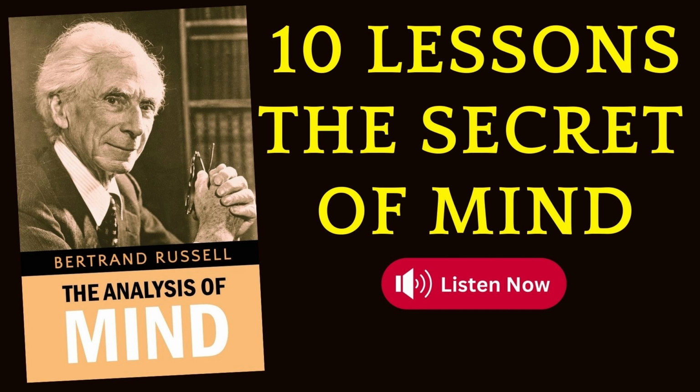For example, seeing the red apple may trigger memories of past experiences with apples, influencing your current perception and emotional response. Russell argues that the mind is a collection of such interconnected events, where perception and memory work together to shape conscious experience. Example 4. The role of attention in mental events.